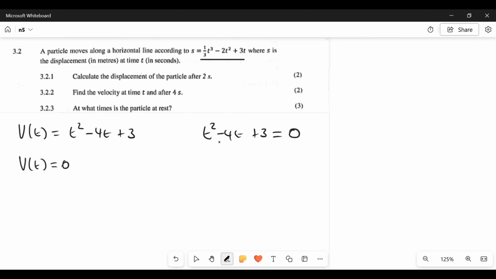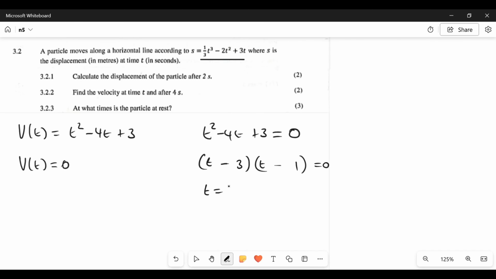So from here, we need to factorize. So how are you going to factorize this? Let's open the brackets there, guys. Let's open the bracket. So we know that the factors of t squared are t and t, but the factors of 3, when you add them, give you 4. It's 1 and 3. So 1 and 3, when you multiply them, give you 3, but when you add them, they give you 4. But we need to put negative and negative there.